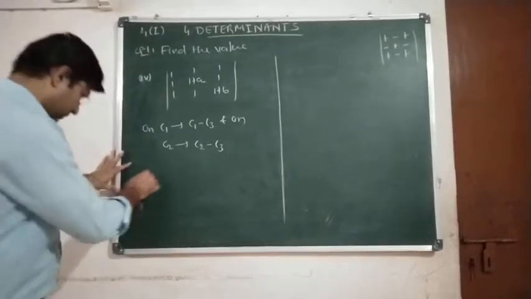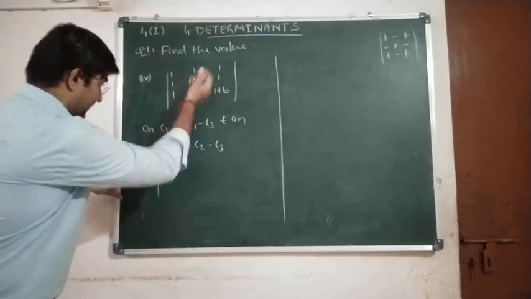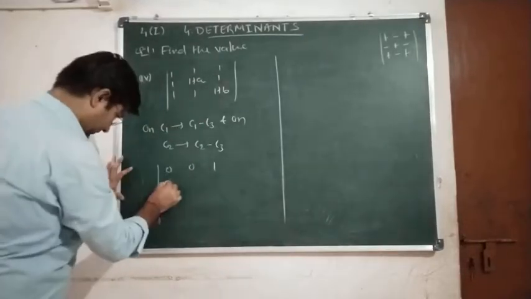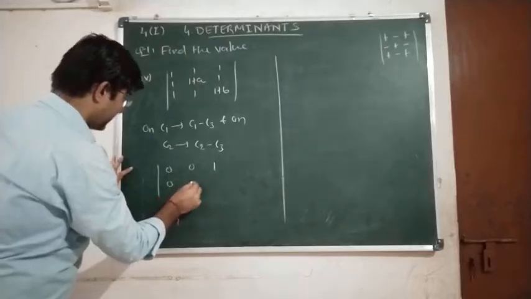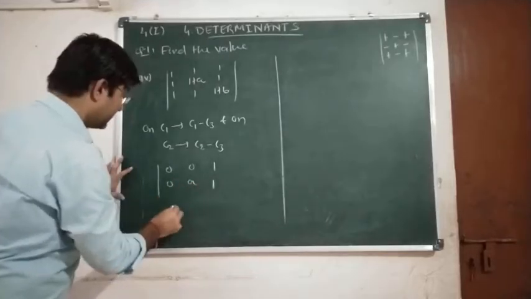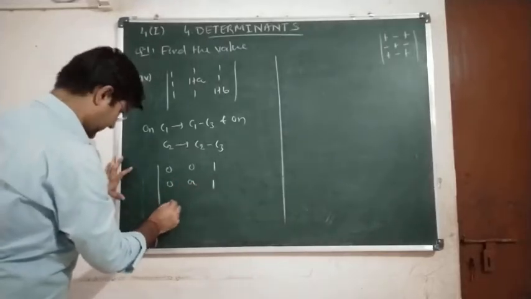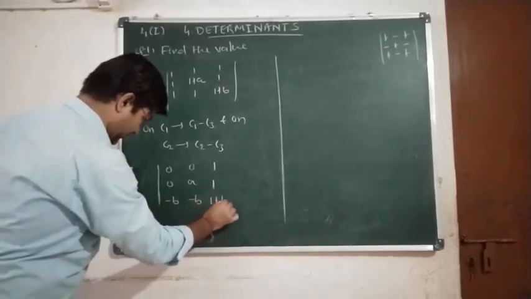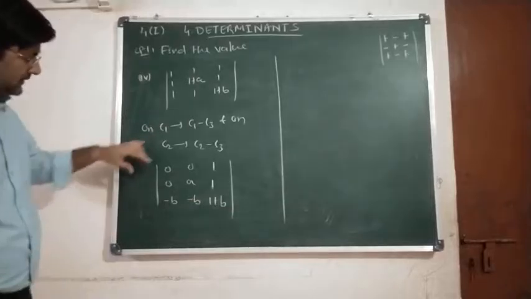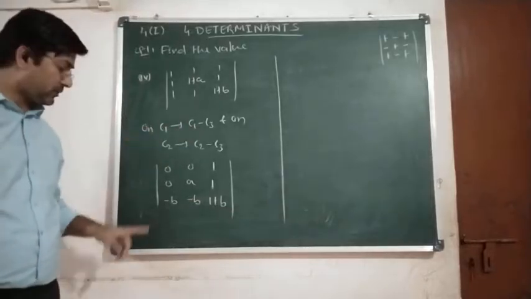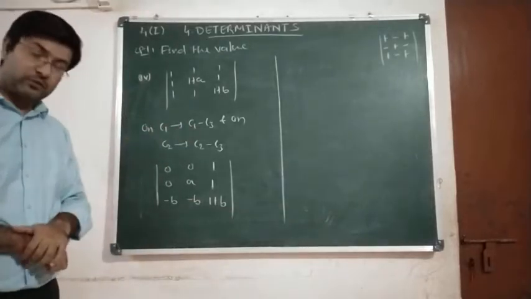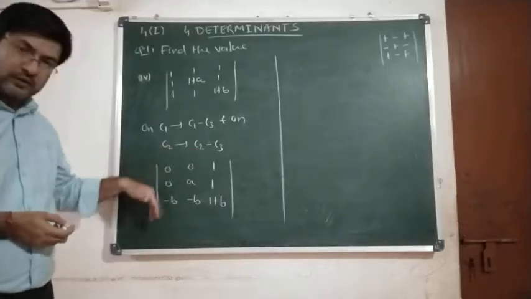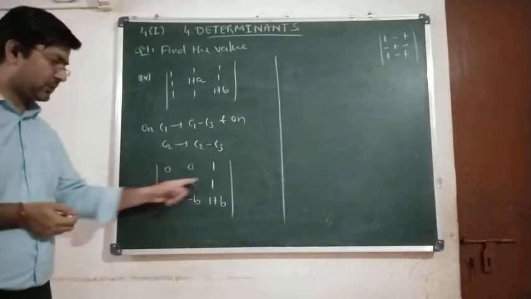So let us subtract: 1 minus 1 is 0, 1 minus 1 is 0, 1; 1 minus 1 is 0, 1 plus a minus 1 is a, 1; and 1 minus 1 is 0 so minus b, here minus b, and 1 plus b. Now you will notice that you have got 2 zeros in the first row as well as 2 zeros in the first column. So you can expand along any one, along the first row or along the first column. Let us expand along the first row.